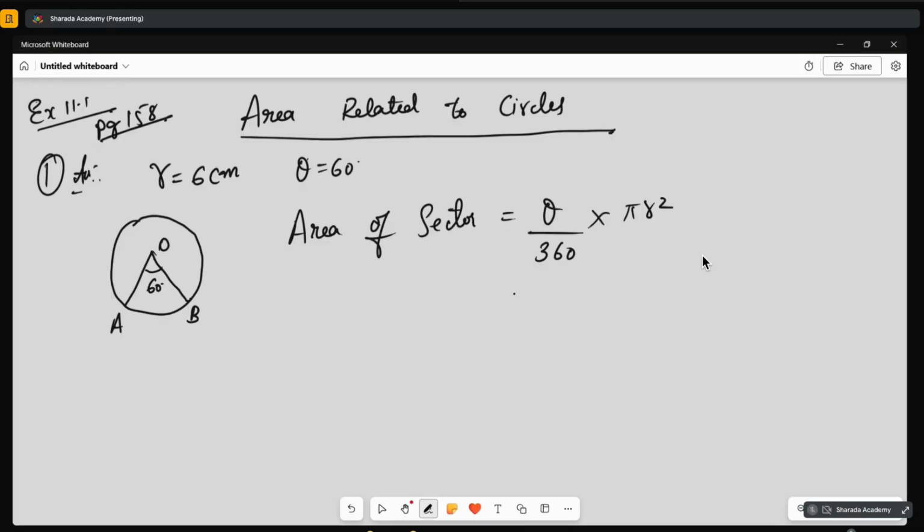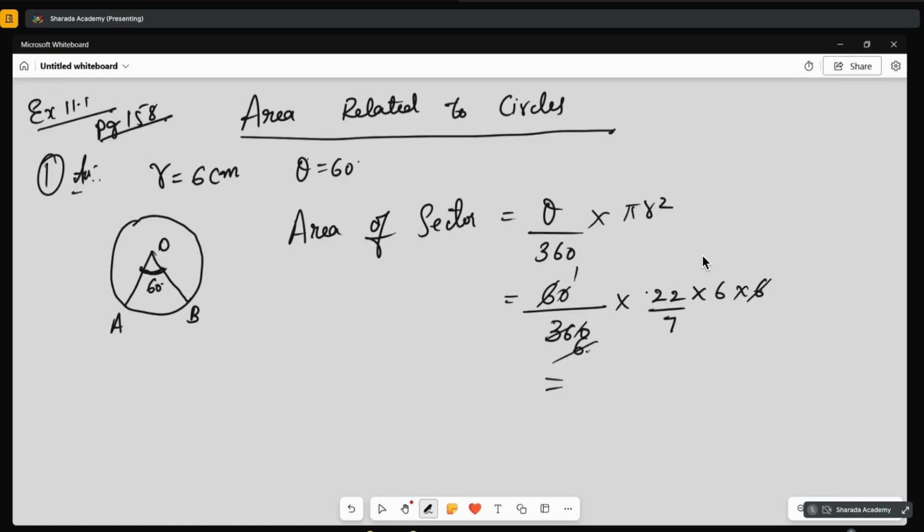So theta here, the sector angle, is given as 60 degrees. So it is 60 by 360 into pi, which is 22 by 7, into radius 6 into 6. So this is equal to, what will you get? 22 by 7 into 6.